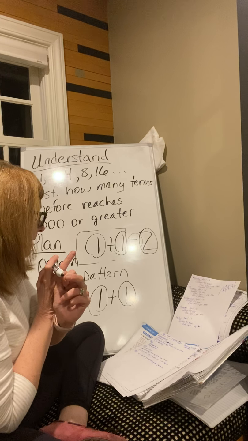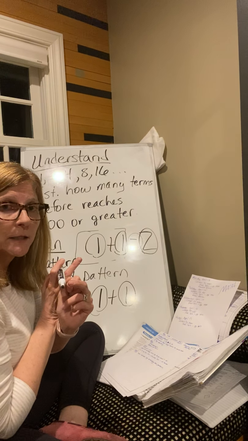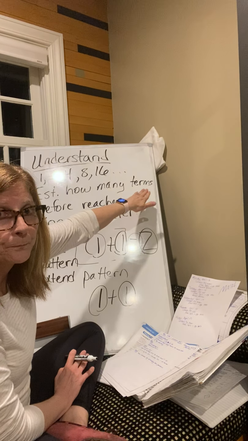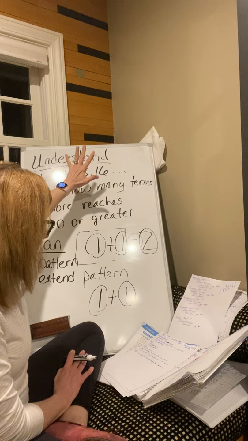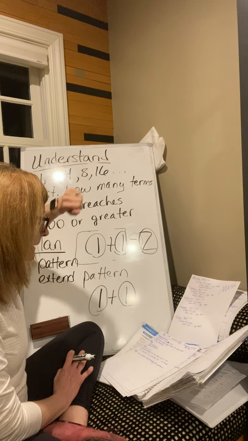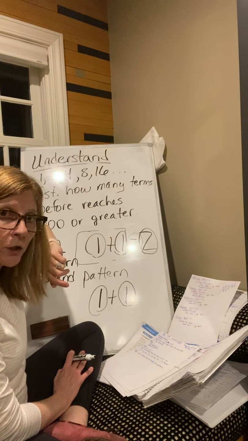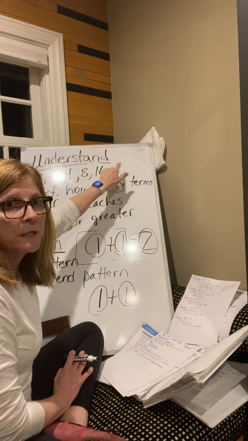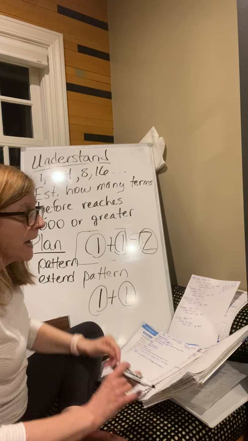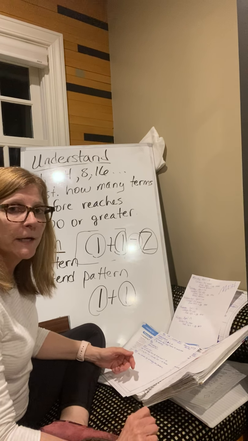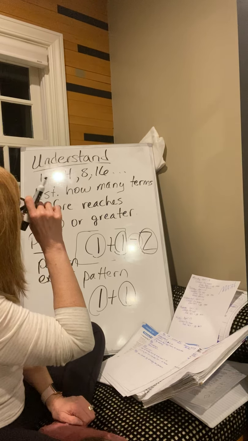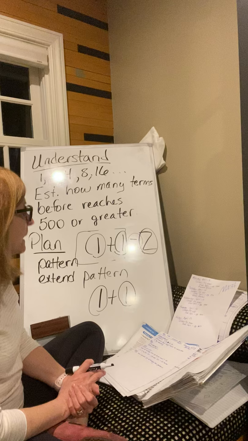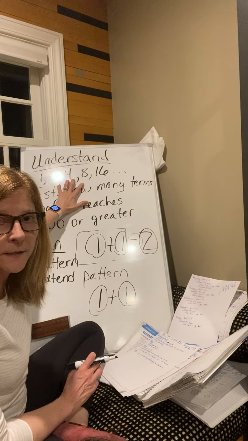The first thing that they're asking us to do is to estimate about how many terms we are going to have before we reach 500. I think it's 500 or greater. How many terms do you think we'll have in total? So we're going to count these 5. How many more do you think we will need before it gets to 500? And hopefully you'll see what this pattern does. So first of all, let's figure out what the pattern is.